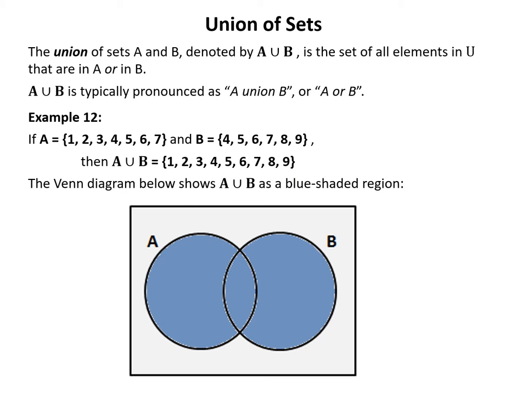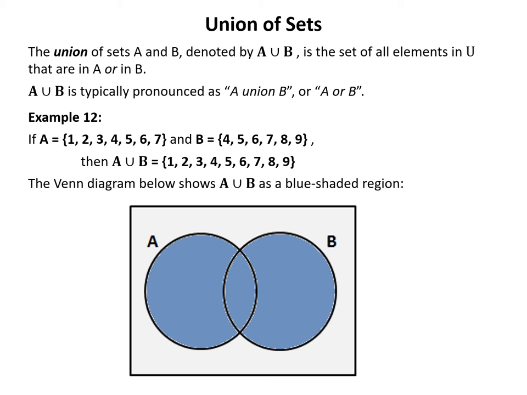The union of sets A and B is denoted by A, then a U, then the B. So you put a U between the two sets to denote union. The union of two sets is the set of all elements in the universal set that are in A or in B. And it's pronounced A union B. It can also be pronounced A or B. So union is really synonymous with or.